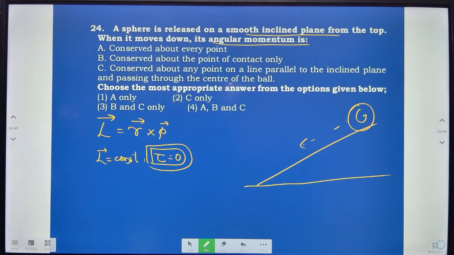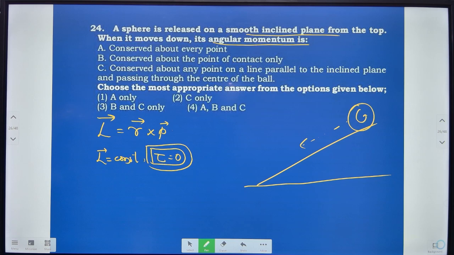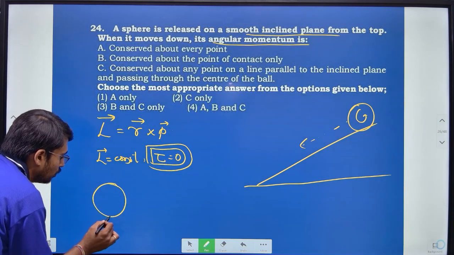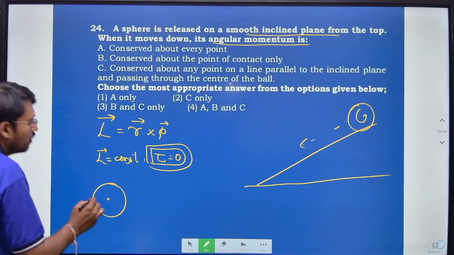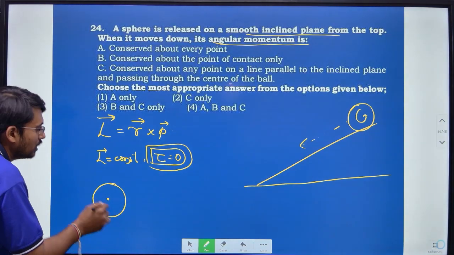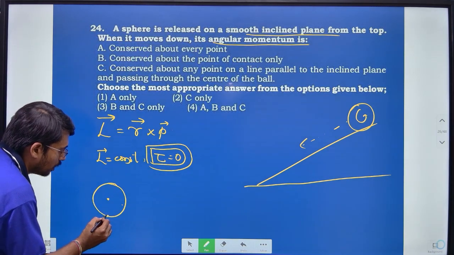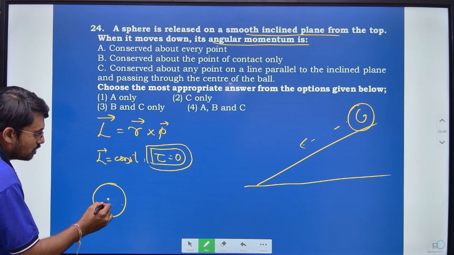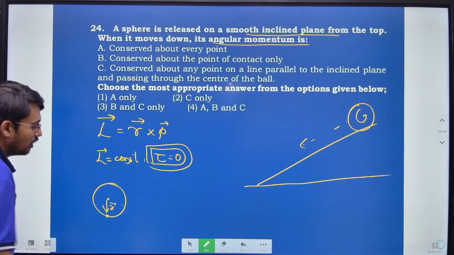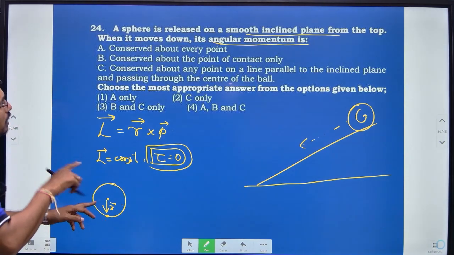So then we look at it this way: conserved about every point. They are saying conserved about any point. So now I will choose one particular point, the center of mass, which is exactly at the center. You can take any other point. If you take this as a point, what happens? I can take r as this particular vector. I am taking this as the point where we are looking for the conservation.